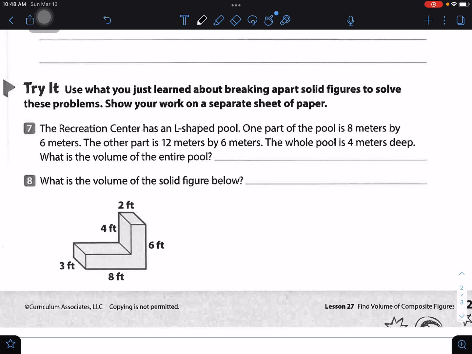One part of the pool is 8 meters deep by 6 meters. The other part of the pool is 12 meters by 6 meters. The whole pool is 4 meters deep. What is the volume? Whoa, that's a lot of stuff.